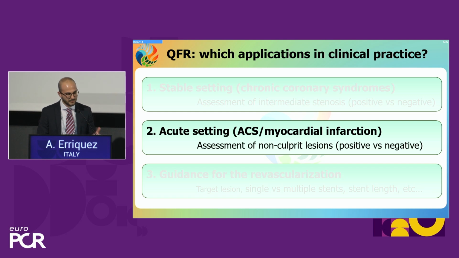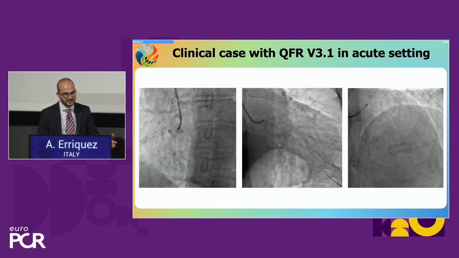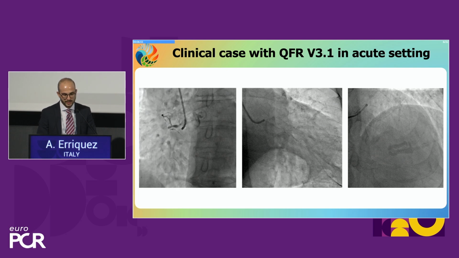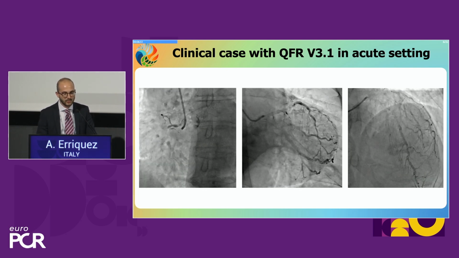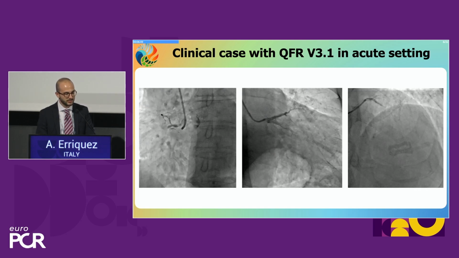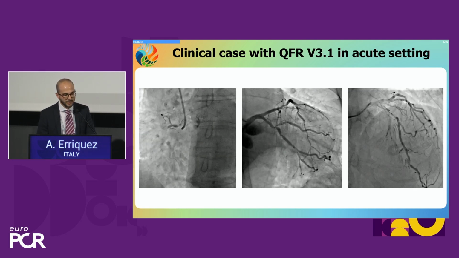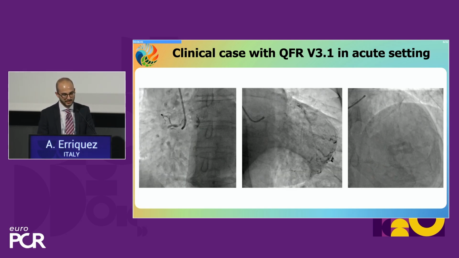But I want to focus my attention on the acute setting, because probably one of the main advantages in the daily clinical practice of using QFR is the assessment of non-culprit lesions of patients presenting with acute myocardial infarction and multivessel disease. For this purpose, I want to share with you a typical clinical case managed with the QFR 3.1 in a patient presenting with an ST elevation myocardial infarction and showing this coronary angio.